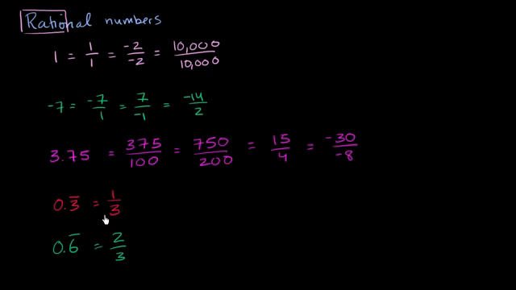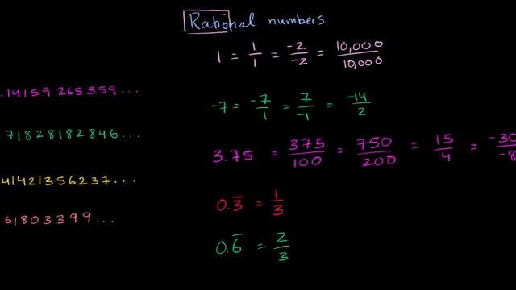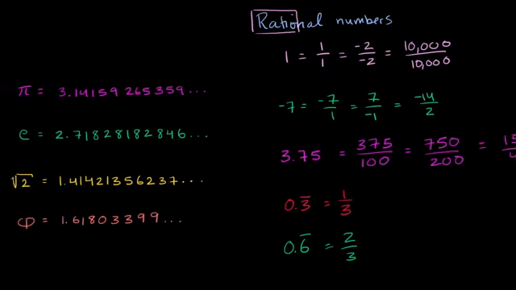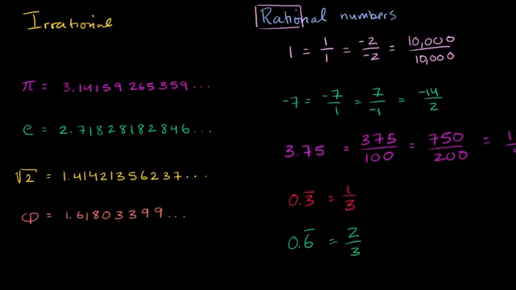What is left? Are there any numbers that are not rational? And you're probably guessing that there are. Otherwise, people wouldn't have taken the trouble of trying to label these as rational. And it turns out, as you can imagine, that actually some of the most famous numbers in all of mathematics are not rational. And we call these numbers irrational numbers.